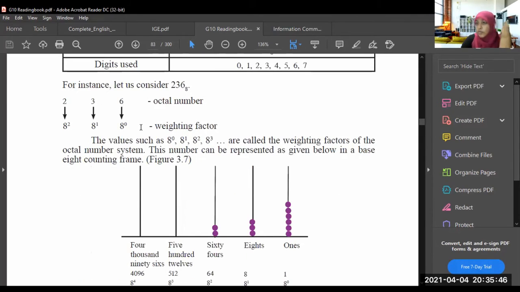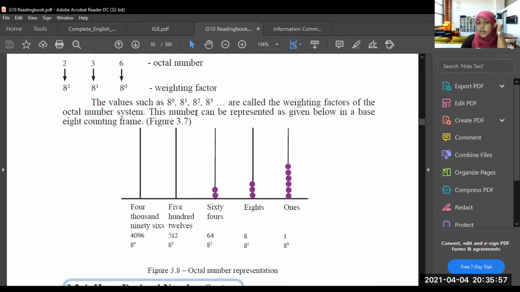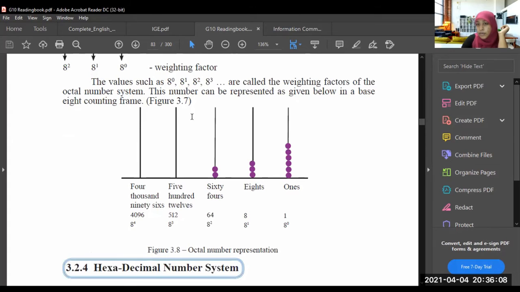So the weighting factors of the octal number are 8 to the power 0, 8 to the power 1, 8 to the power 2. The values such as 8 to the power 0, 8 to the power 1, 8 to the power 2 are called the weighting factors of the octal number system. This number can be represented as given below in the base 8 counting frame. So this is the counting frame. Here in the octal number system, the counting frame goes like 1s, 8s, 64s, 512s, 4096. Right? It goes like that.